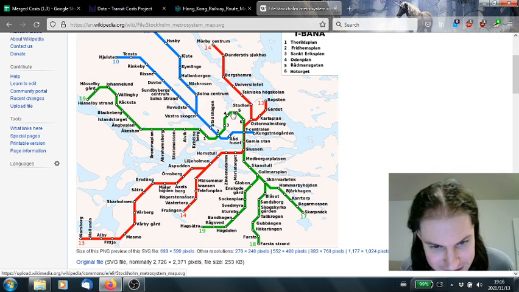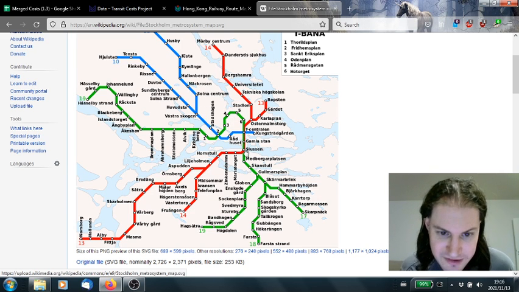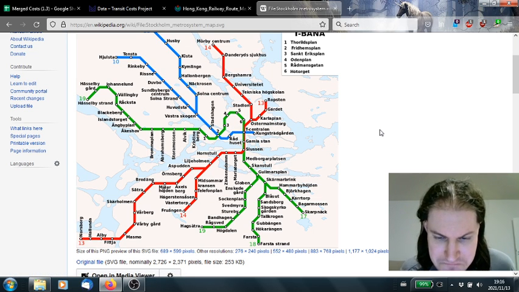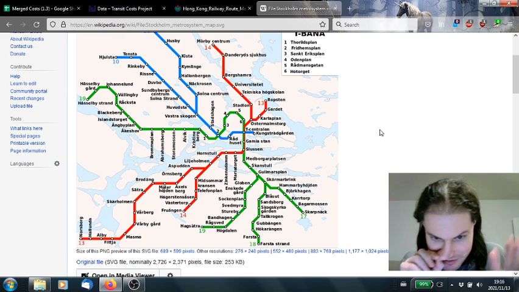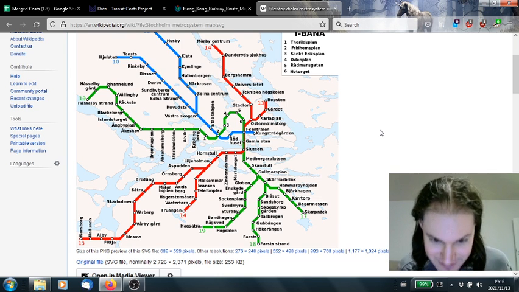It's not actually that kinky, the line. It's going to be pretty straight actually from I think Akalla, which is around here, going to city center. So when I say branching from hell, I don't mean that it makes me hate whoever drew this map. It makes me appreciate whoever drew this map. However, oh my God, so much branching.